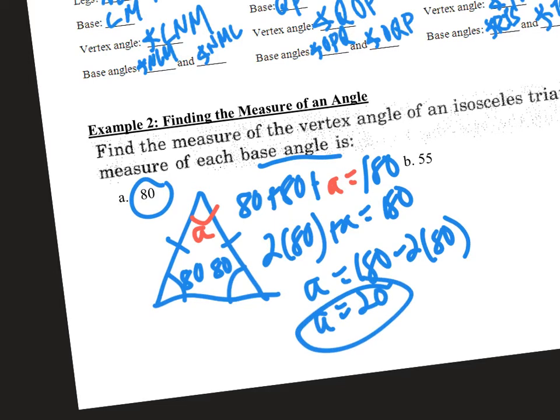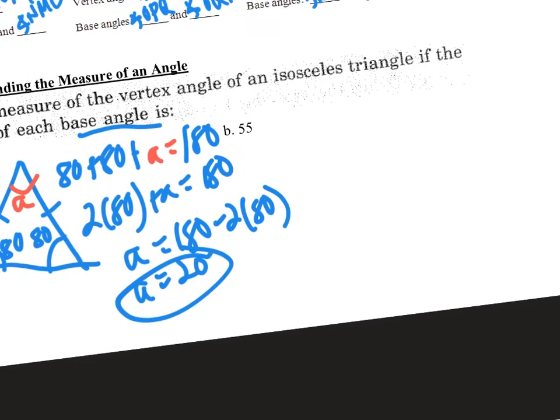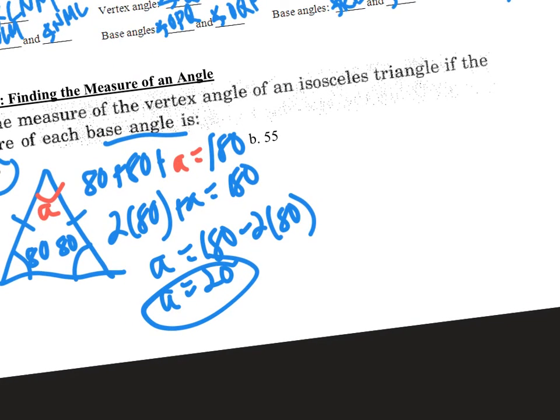Okay? Let's try out the next one. Once again, I'm given that my base angle is 55 degrees, so let me just draw a little diagram to help me out. Those are my base angles, those are my legs. 55, 55, and I need to find my vertex angle.